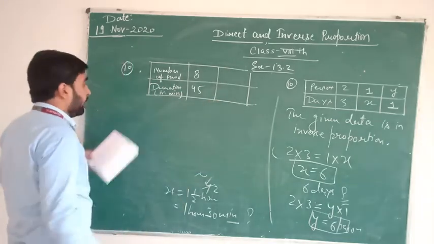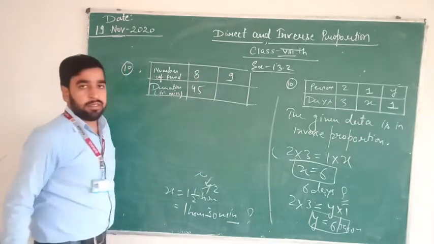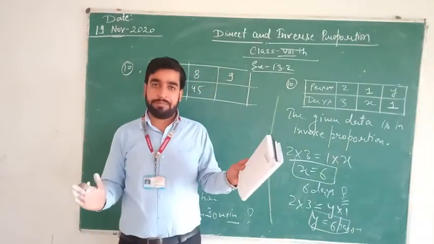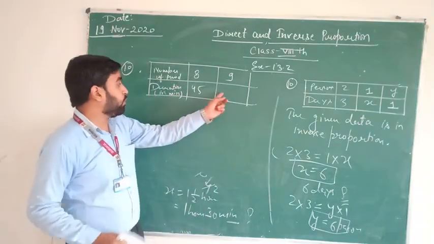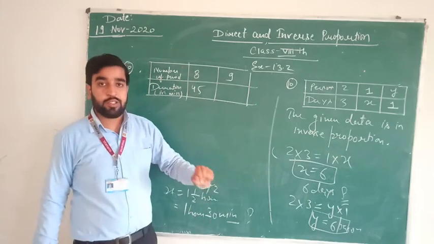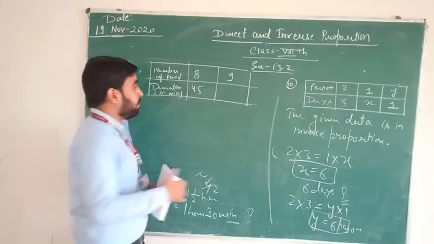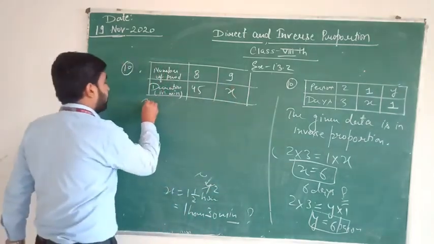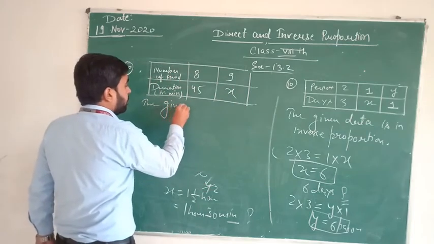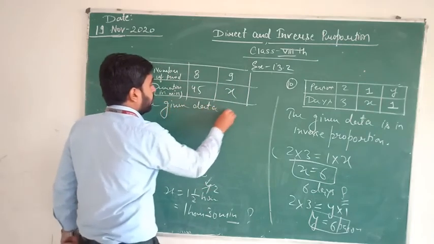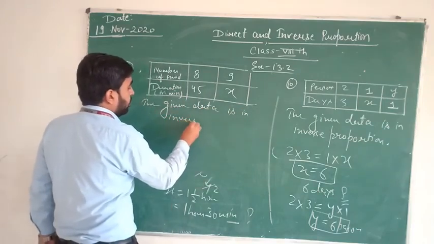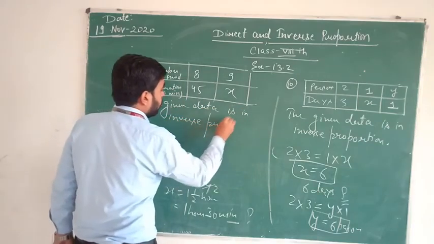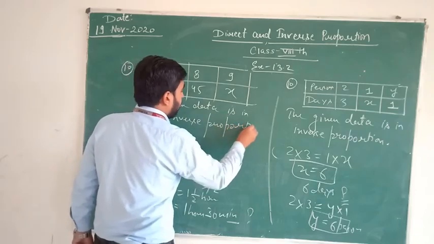If you increase the number of periods, the total duration remains the same. If you increase the number of periods, then obviously the duration of each period will decrease. So here the given data is in inverse proportion. So in inverse proportion, what is equal? Product is always equal. So let us equate the product.